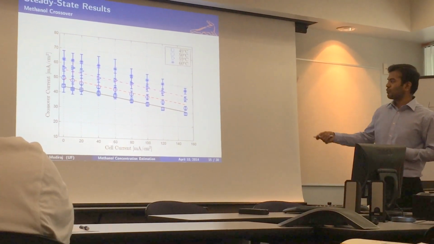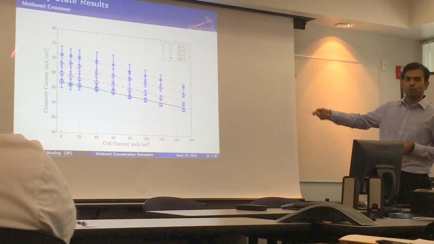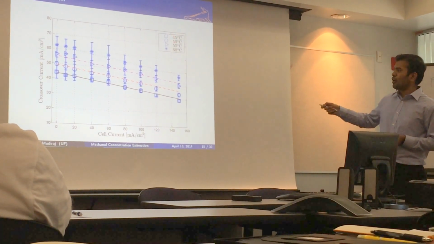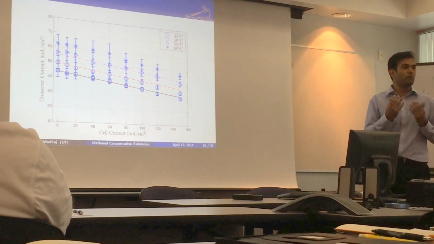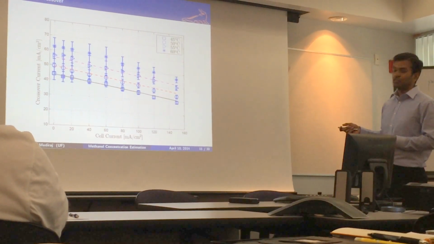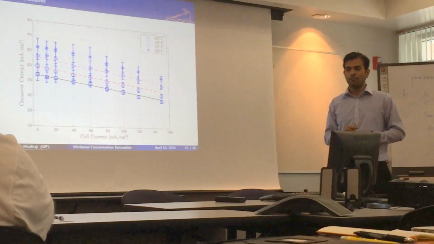So this is a steady state model prediction. Here we have methanol crossover current as a function of cell current at various temperatures. All the markers here represent the experimental data, and all the lines represent the model predictions. And as you can see, the model predictions are in good agreement with the experimental data.